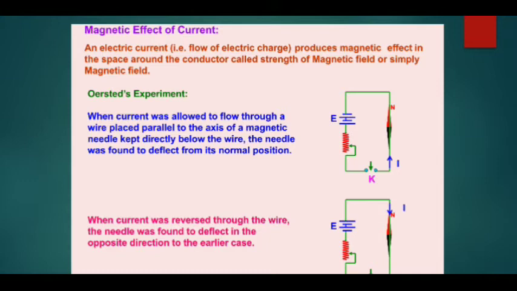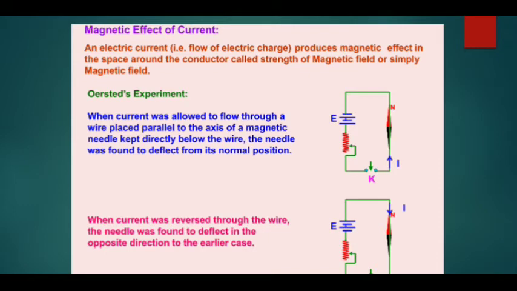So this is the simple experiment, right? Here we have a battery, one is a rheostat, and this is a magnetic needle, and this is the key. The current flows from positive to negative. So this is the north pole, and this is the direction of current, opposite.